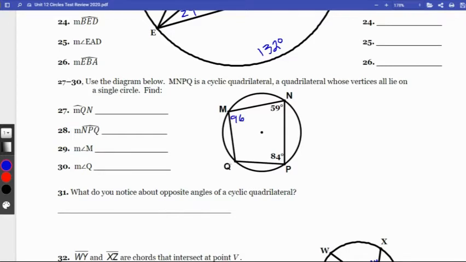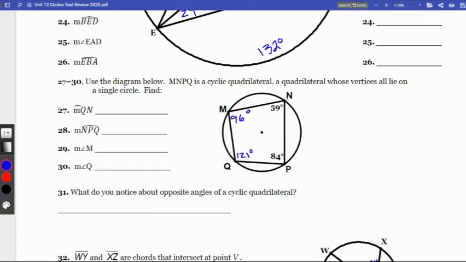And the reason for this has to do with intercepted arcs and how if angle P is 84, then arc QMN is double that, and then all the way around a circle is 360 degrees, so we could find this arc and work backwards. But at this point, we've done it so many times, I'm just going to skip straight to the punchline and say, if angle N is 59, then the angle opposite must be 180 minus 59, and that would be 121.